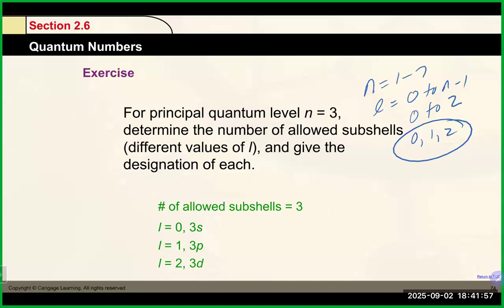And since it's on the third energy level, the 0 represents an S, 1 represents a P, and a 2 represents a D, as we've been talking about.